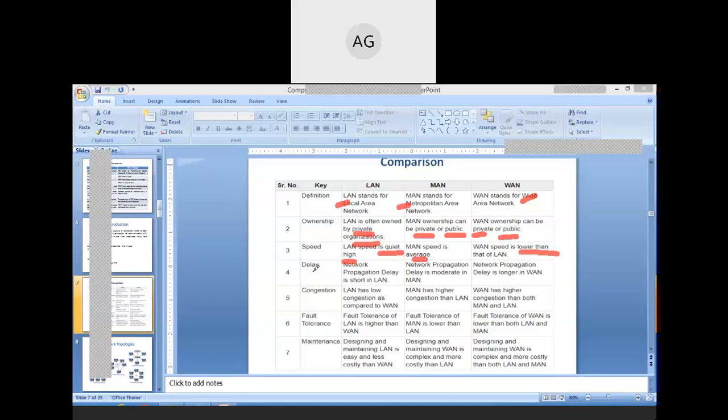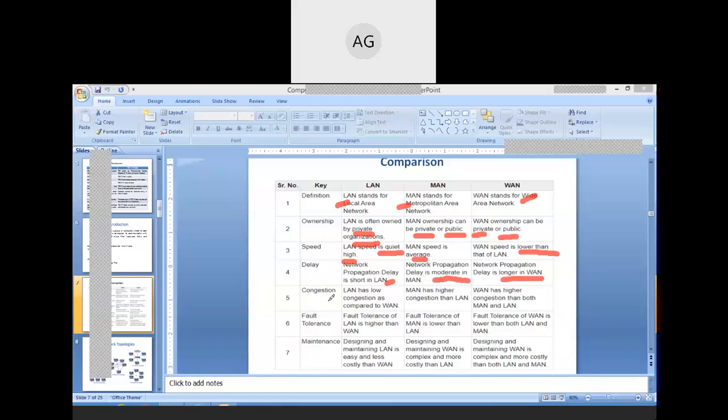Then the fourth point of difference is delay. Network propagation delay is short in LAN. Delay means the time between the sender sending the packet and the receiver receiving the packet. So delay is short in LAN because the computers are connected in a shorter space, whereas in the case of MAN, network propagation delay is moderate, and network propagation delay is longer in the case of wide area network.